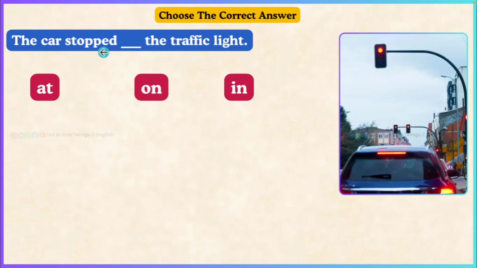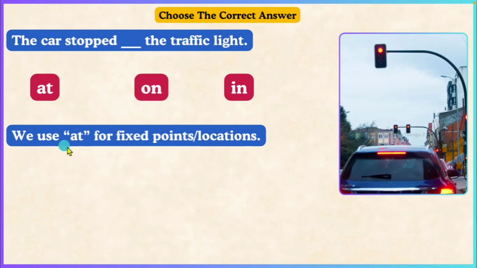The car stopped at the traffic light. The car stopped on the traffic light. The car stopped in the traffic light. We use at for fixed points or locations. The car stopped at the traffic light.